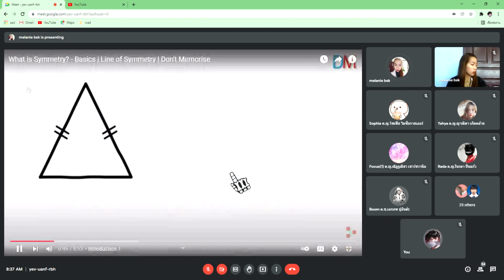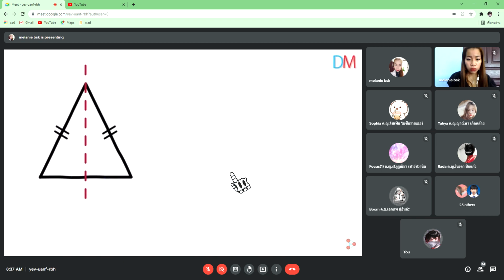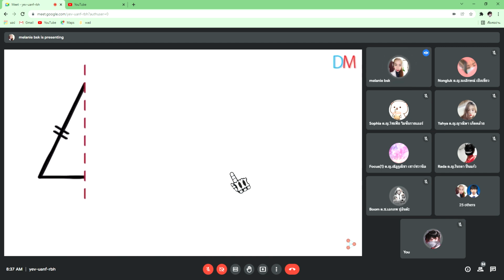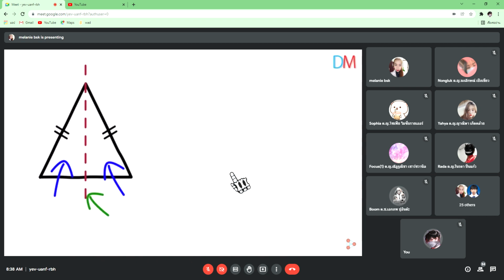If we draw a line like this, the condition will be satisfied. Yes, it's a vertical line which divides the triangle into two parts which match exactly when folded along the line. If the part on the right is taken over to the left, we see that they overlap exactly. And that is why this shape is said to be symmetrical. The two parts match exactly when folded along a line.